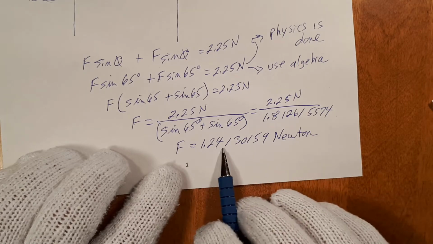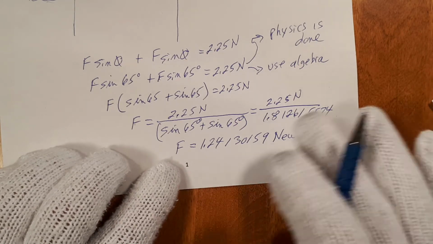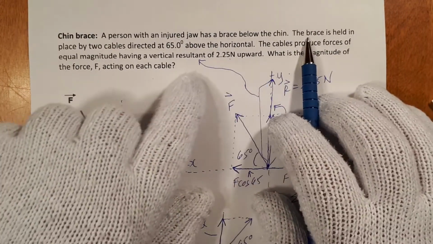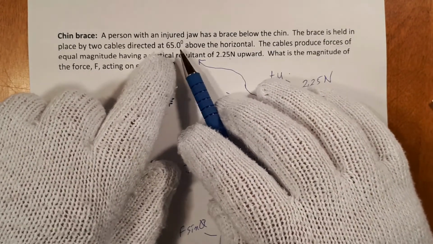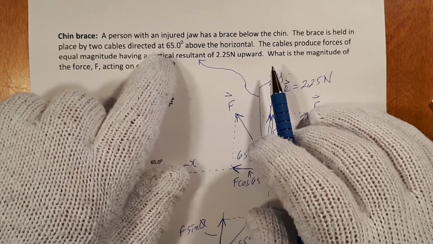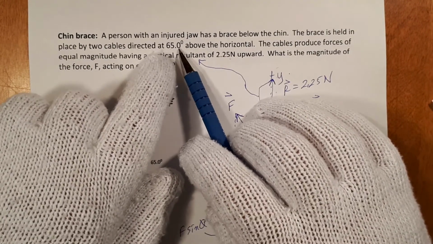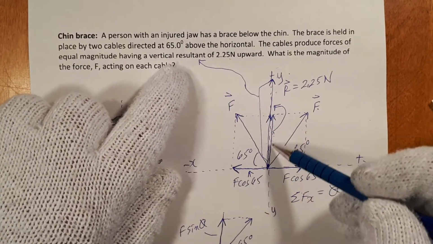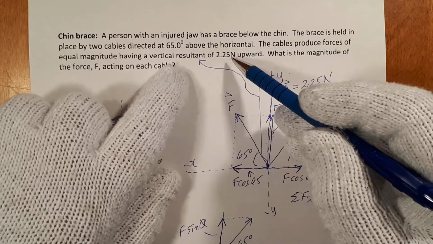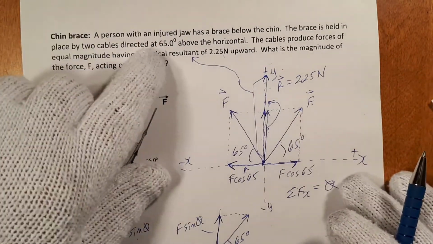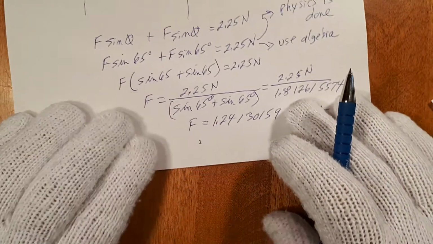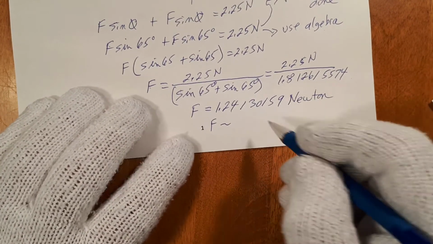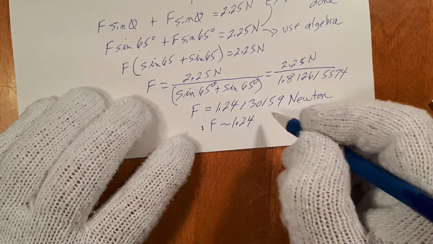Last thing we need to do is reduce this to proper significant figures. Where do we find that? Well, we go back to the original word problem and the measurements that were made. Again, I have a video regarding significant figures and measurements. 3 significant figures for the angle, and 3 significant figures for the final force, the resultant force. So therefore, our final answer can't be any greater than 3 significant figures. So we're going to go to 3. Force then is approximately equal to 1.24 newtons.